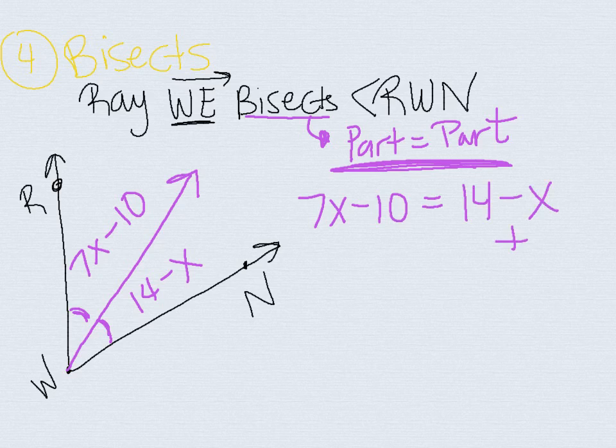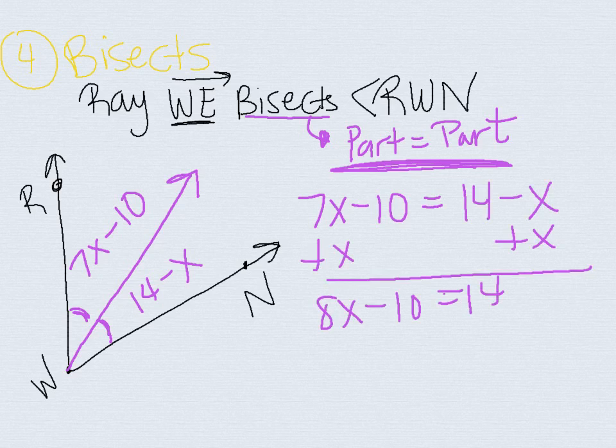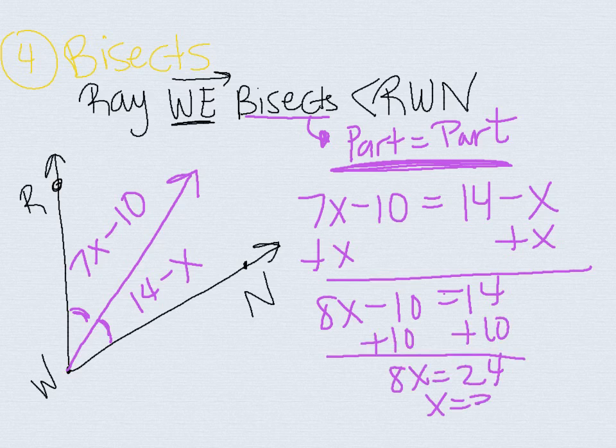And just solve for x. So we'll add x over here. We get 8x minus 10 equals 14. Add 10. And we get 8x equals 24. And x will equal 3. Okay, so again, back to bisects. When you see bisects, what that means is you're cutting an angle in half. Bisect means to intersect it into two equal parts.